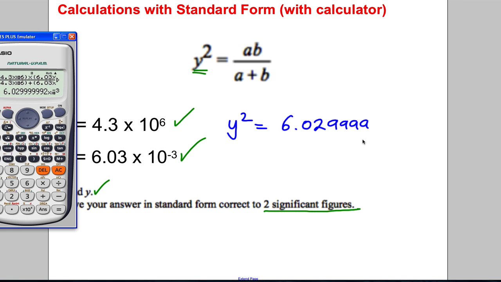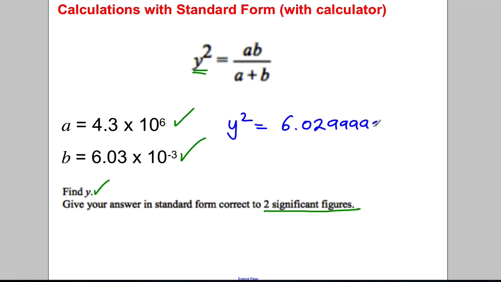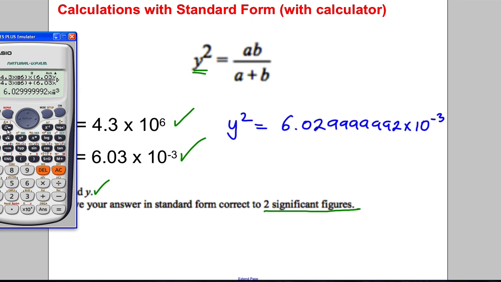1 2 3 4 5 6 times 1 2 3 times 10 to the power of negative 3, it says. Now that's y squared. So to get y, we need to square root that answer. So square root the answer, and we get the following.